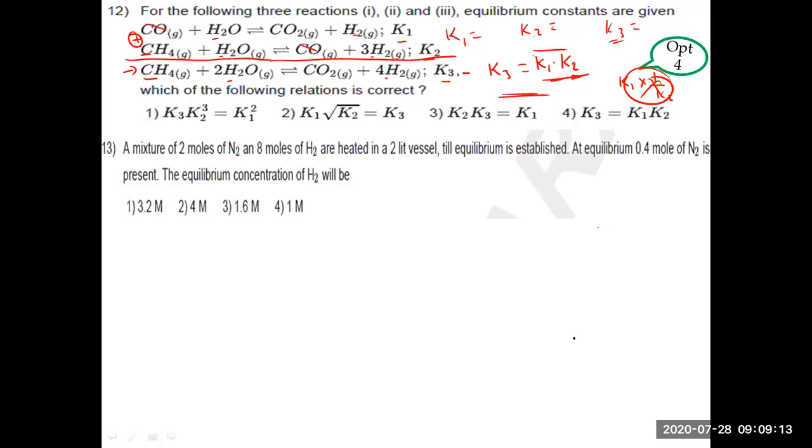1.6 molar? Yes, sir. Okay. 2, 8. 0.4. 3.2, sir. 3.2 divided by 2. You have to go one step further. Correct.